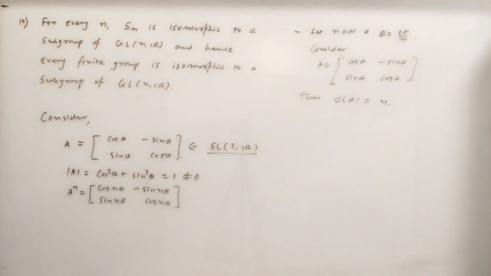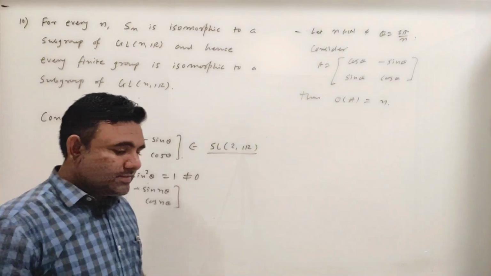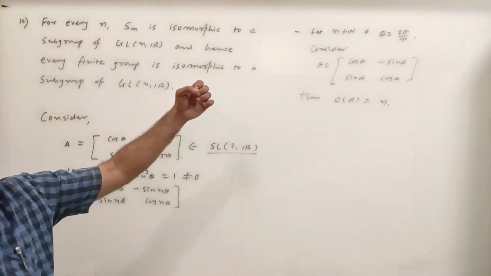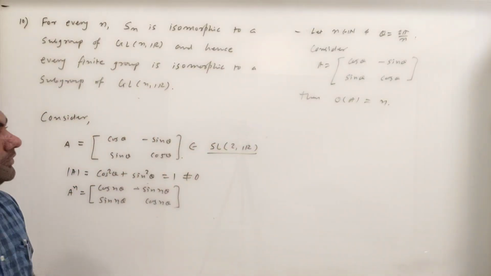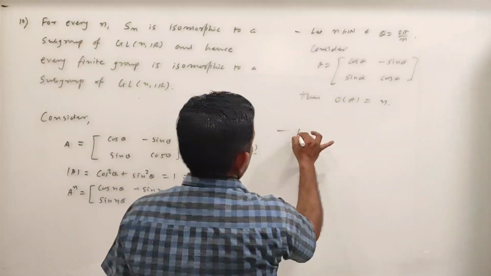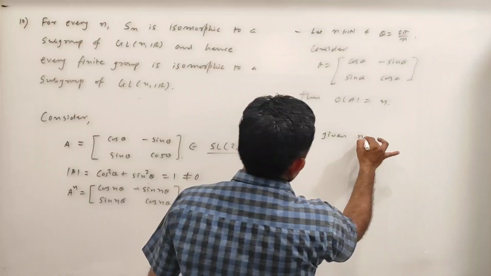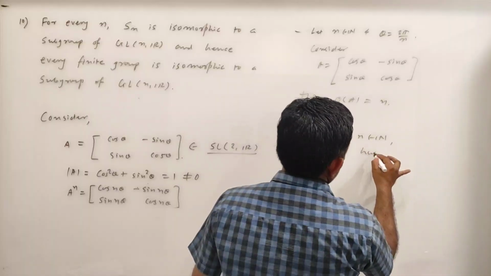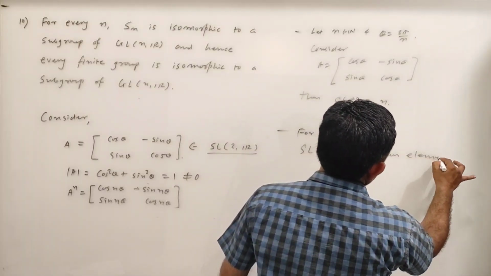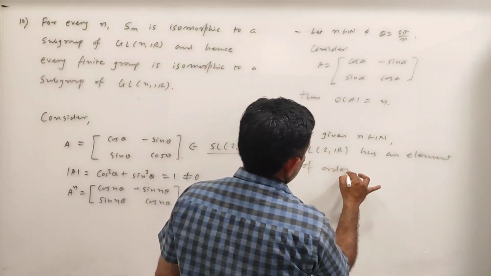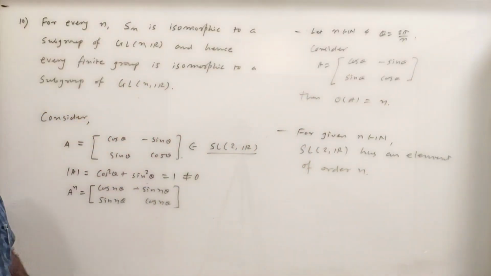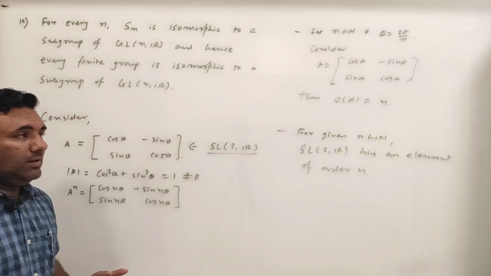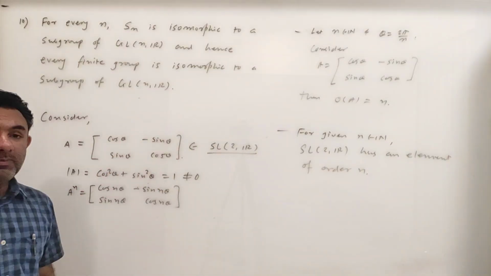So this means that for any given n, you will get an element of order n. So it means for given n belonging to N, SL2R has an element of order n. That is, for any positive integer n, an element of order n is available in SL2R, and this is the way to construct that element.